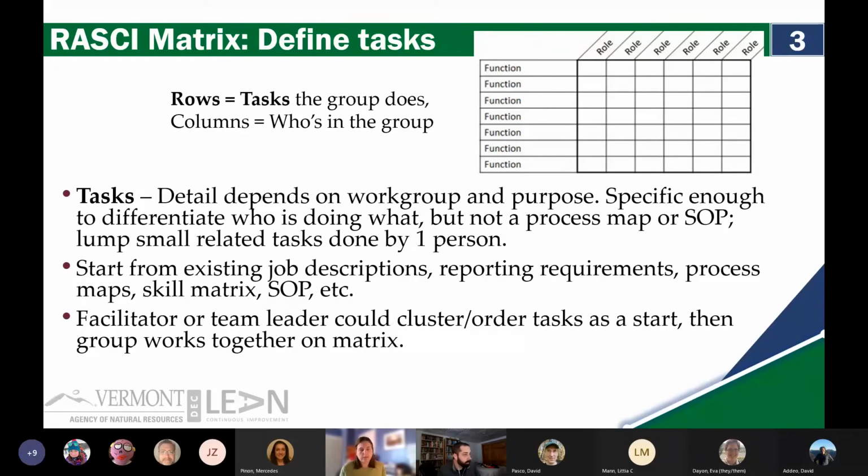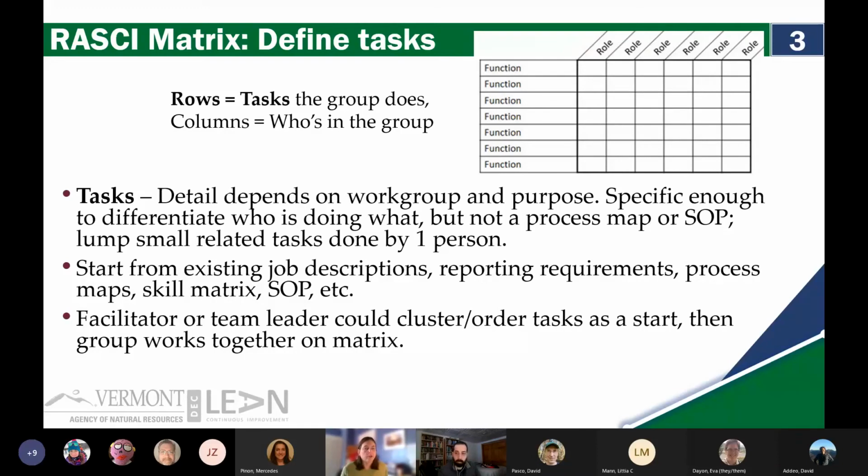Now, this is showing a blank table. It's always hard to get a discussion going with something that's blank, but you already know amongst your work group some of what you're doing for tasks, hopefully, right? So you've got existing job descriptions, you have reporting requirements, things set in statute. You have maybe process maps you've already done, or a skill matrix like John's going to talk about, SOPs. You already have a lot of information about the tasks that your group is doing.